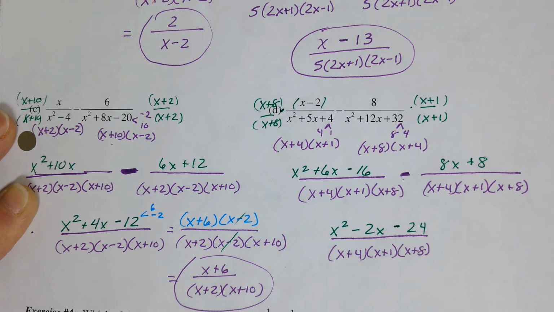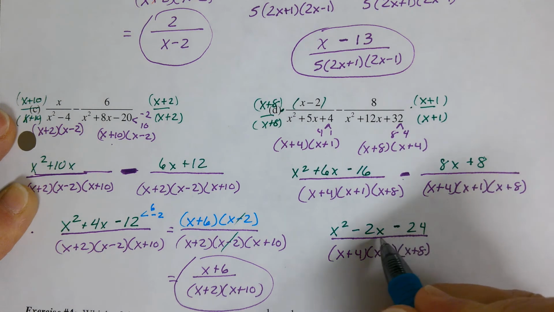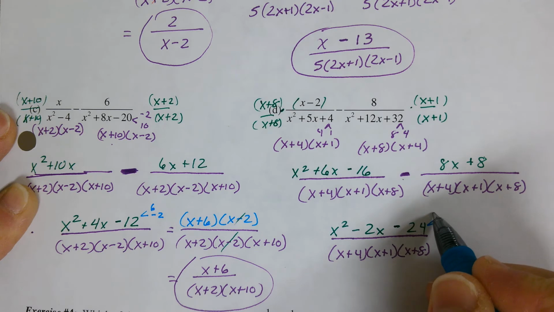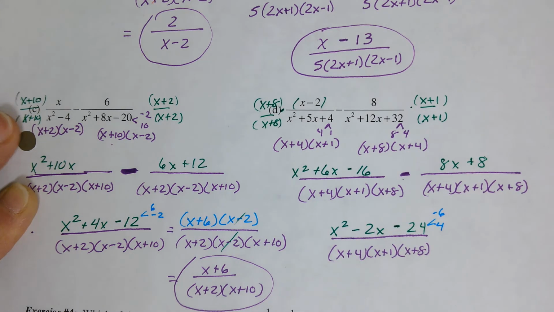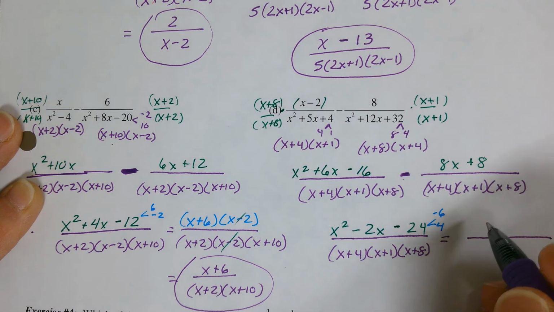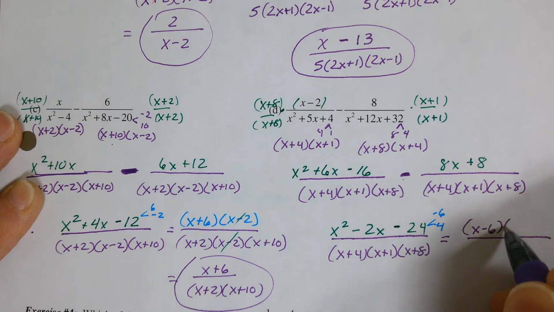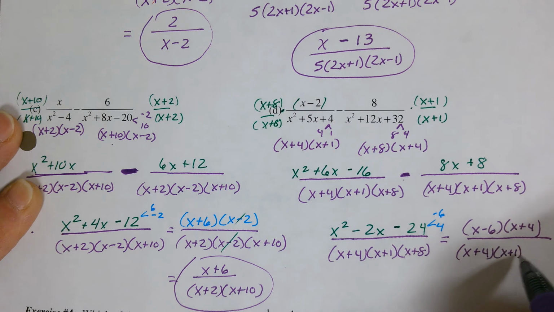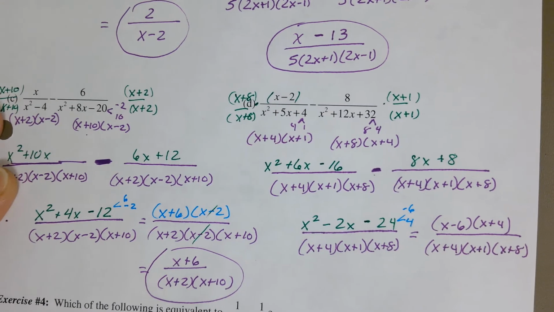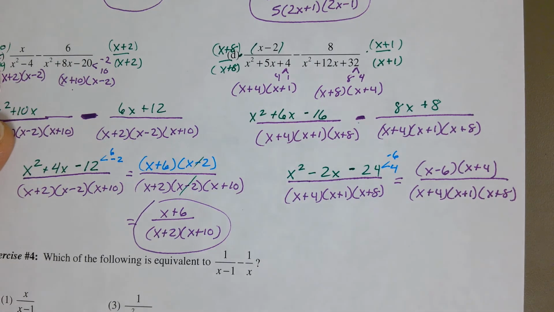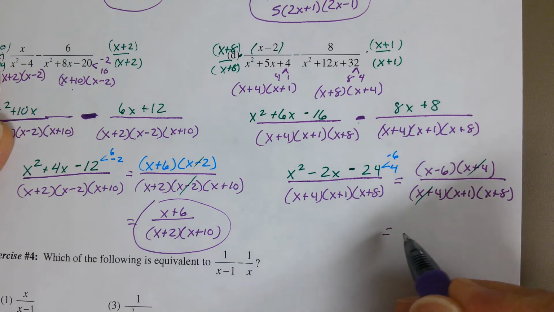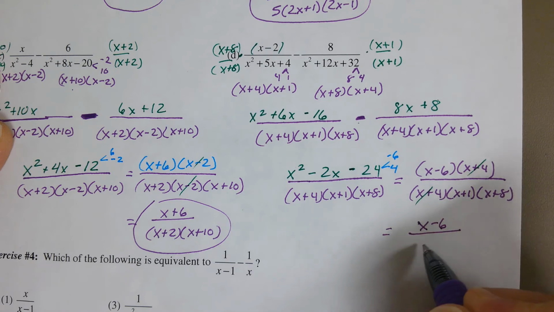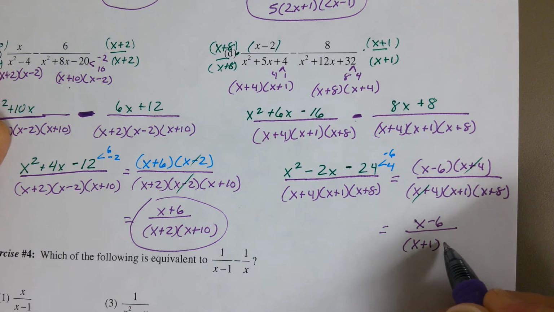Now, can this trinomial be factored? Are there factors of negative 24 that sum to negative 2? Negative 6 and 4. And this is equal to x minus 6 times x plus 4 over our denominator. And we see that our x plus 4s are common to numerator and denominator. They divide out. Our simplified answer, x minus 6 over x plus 1 times x plus 8.